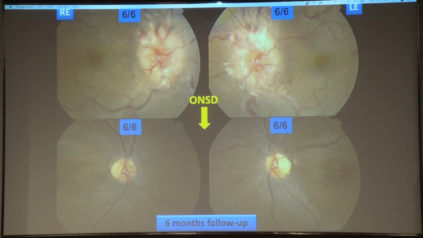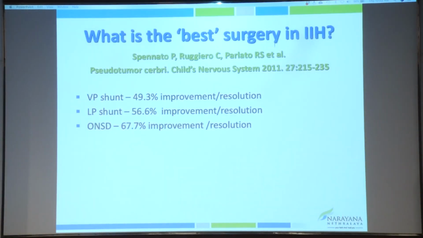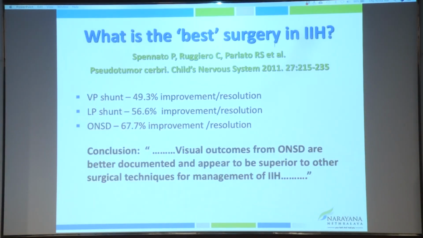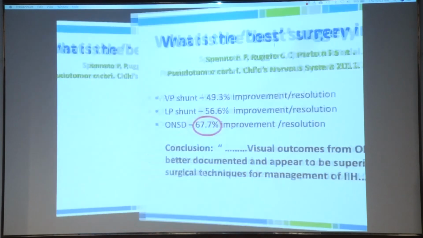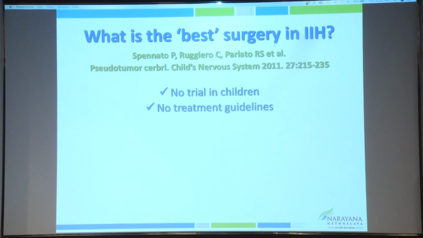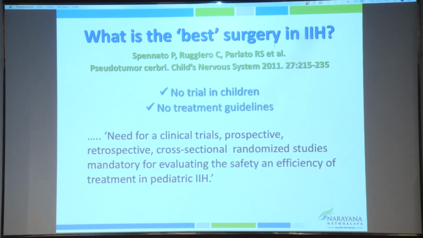So what is the best treatment in IIH? We can see that for resolution of vision, optic nerve sheath decompression gives about 67%, but there is no perfect treatment because no trials have been done and there are no treatment guidelines. So we may need a subsequent retrospective study to determine the same.